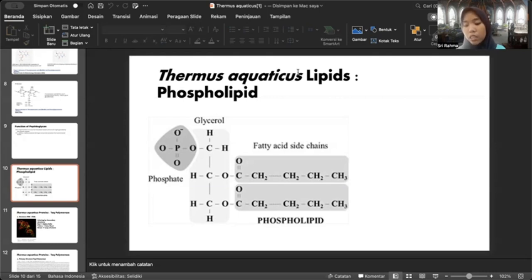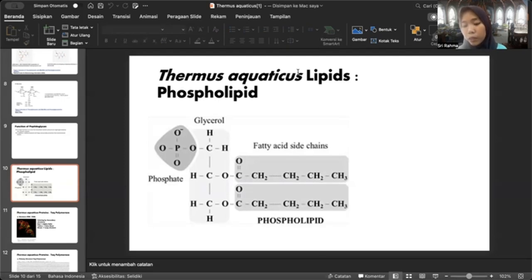And number two is energy source. Lipids serve as energy reservoirs. They can be broken down into fatty acids and glycerol, which are then used in metabolic processes to produce ATP, which is essential for bacterial growth and survival. And number three is thermal isolation. By having thick lipid layers, cells can maintain more stable internal conditions despite being in a high temperature environment.